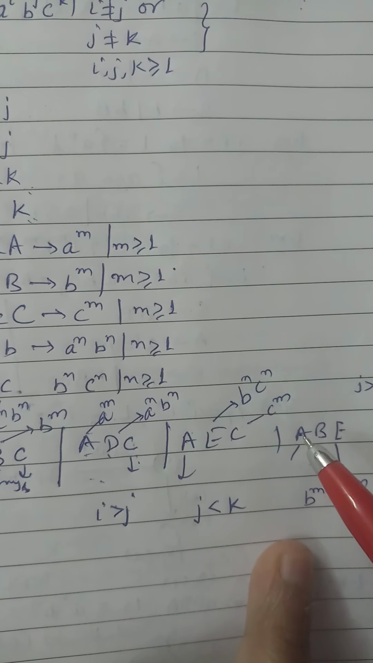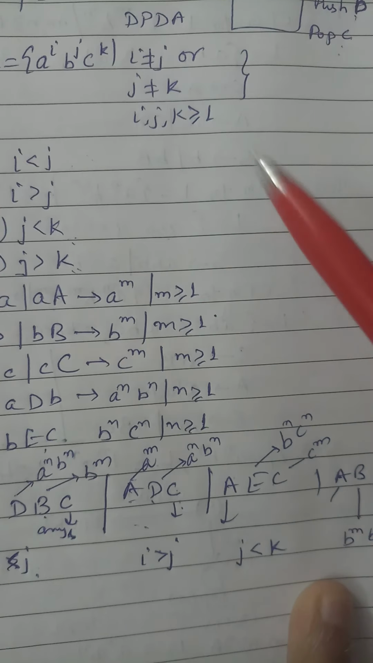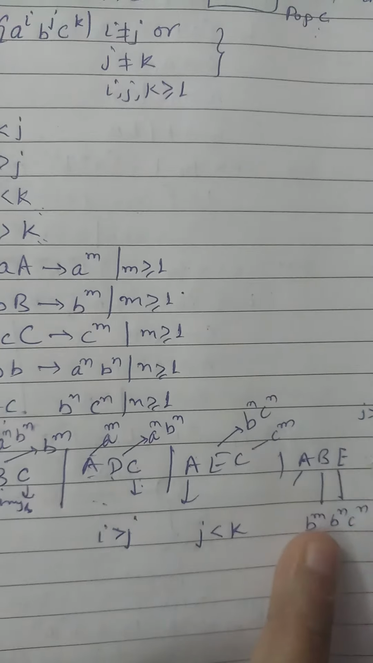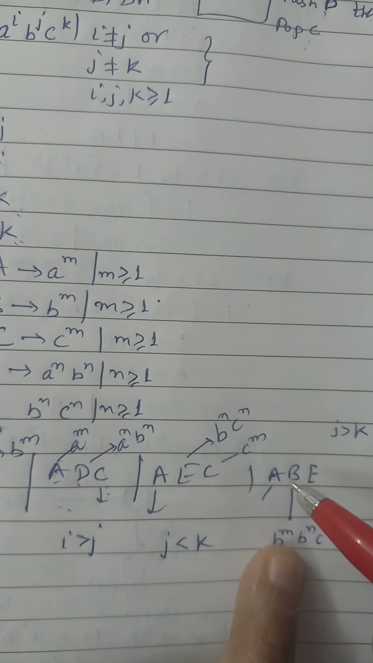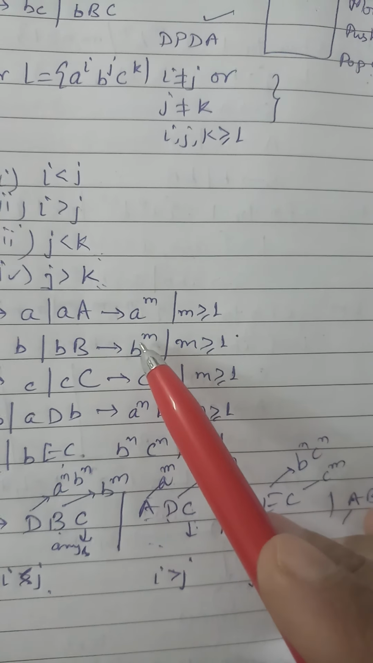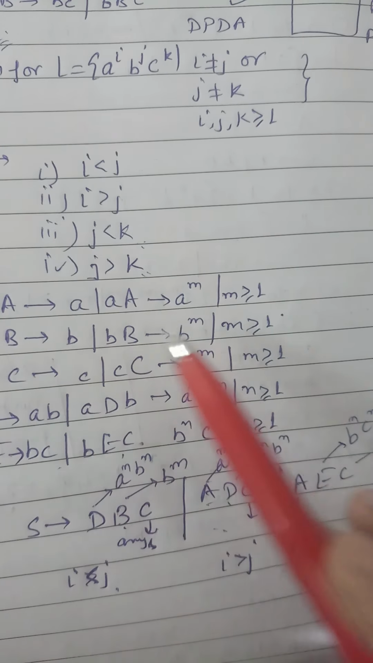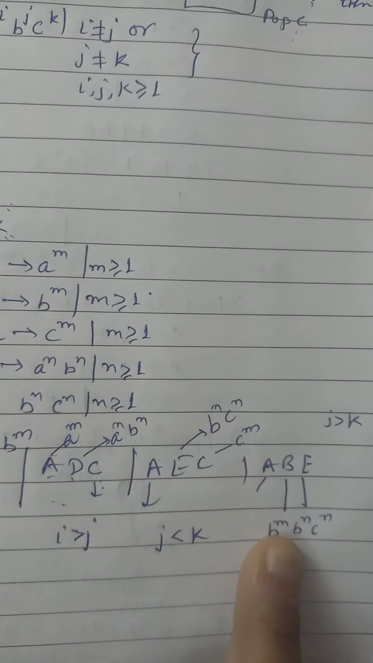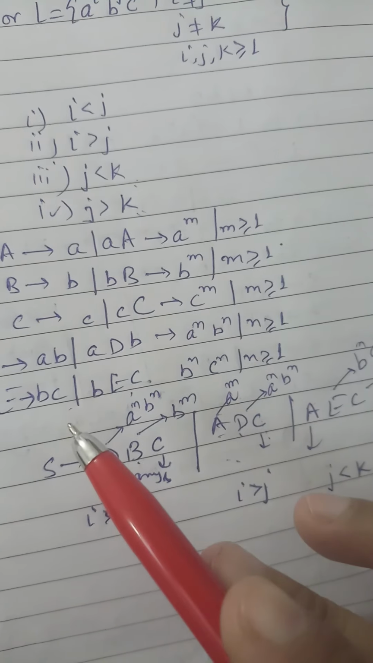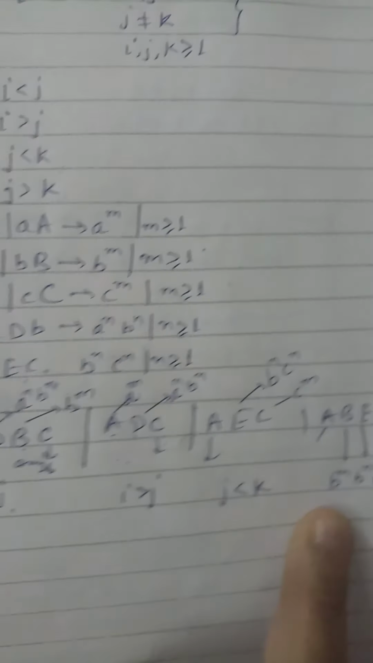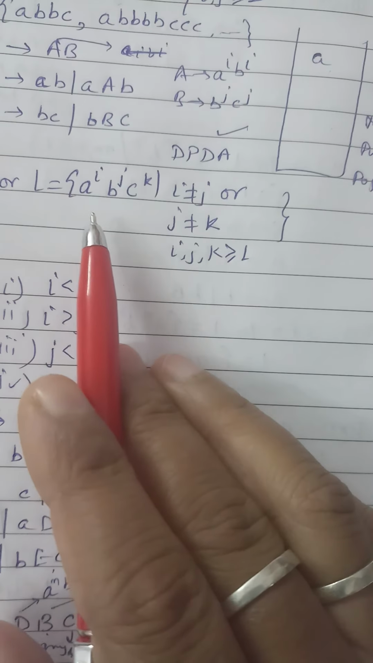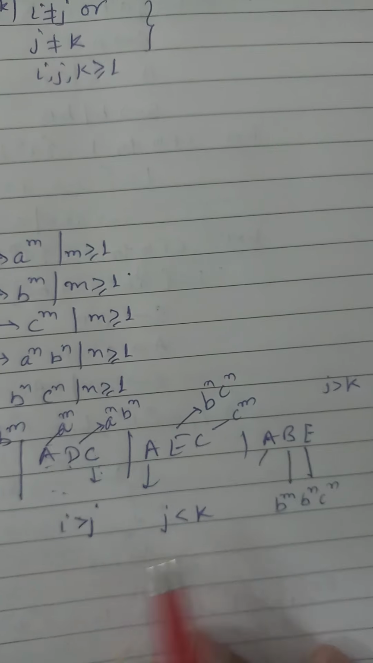So obviously i can be anything, so A can be anything. So we will write simply A here. And now because of the j is greater than k condition, definitely b is greater than c. So we will write simply B here. So this will give b to the power m, simply write the B variable. And next is E, that will represent b to the power n and c to the power n. So this will be the complete grammar for this language.